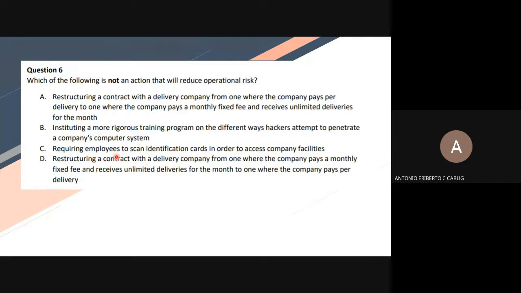How about this one? Everyone, please enter.